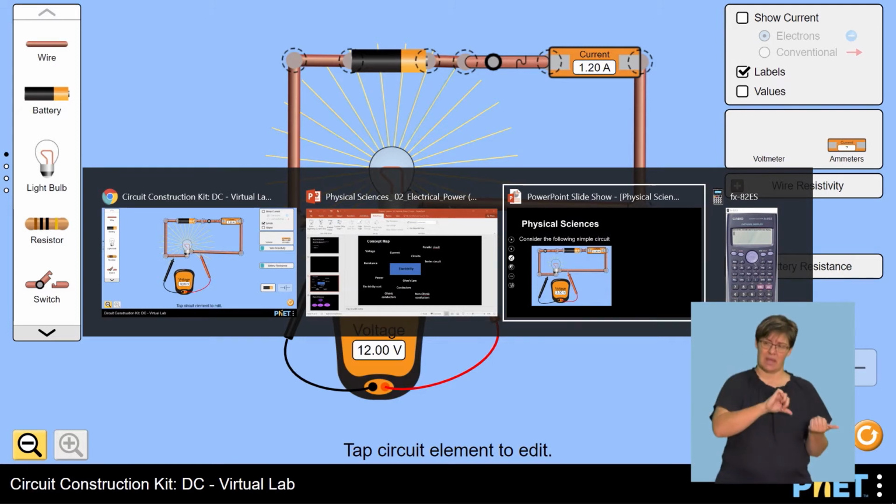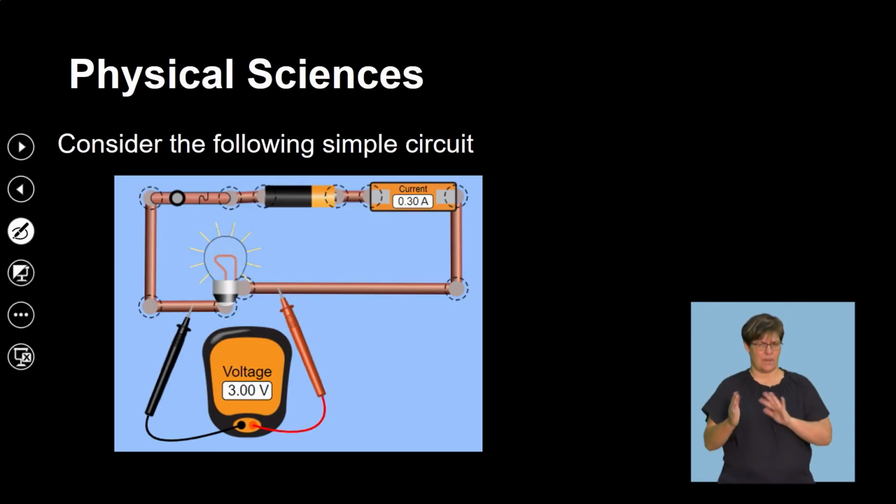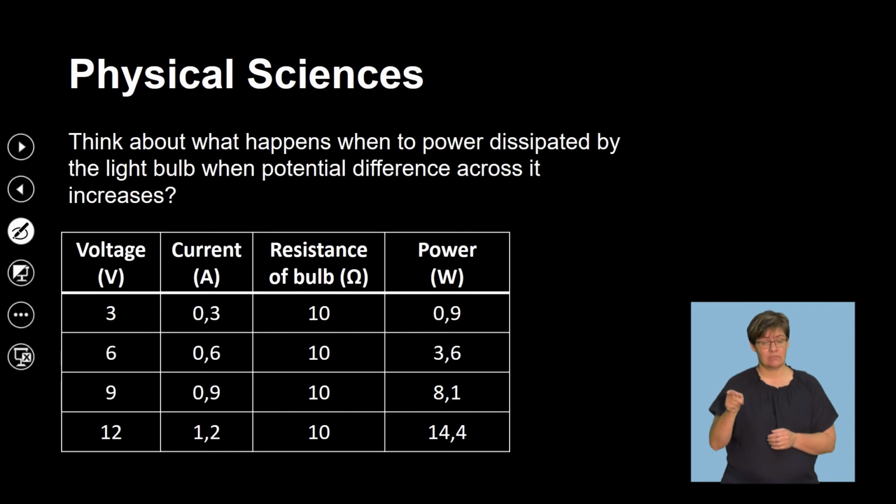slide and talk about the science behind that. Now these are the values that we actually managed to verify. The voltage across the light bulb was increasing in multiples of 3. Look at the pattern in terms of the power. Remember, if voltage increases, so does current.